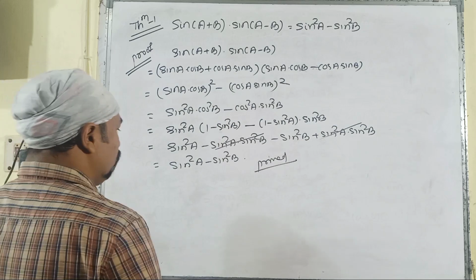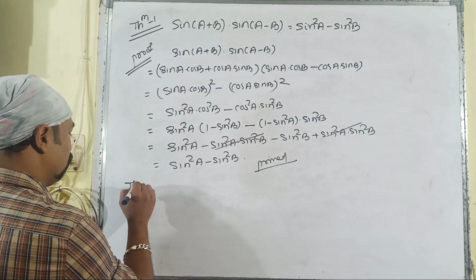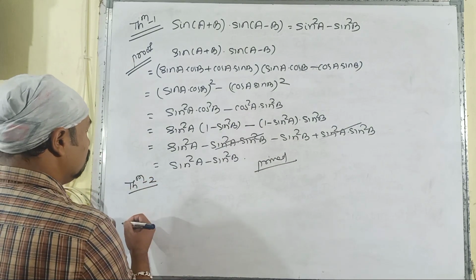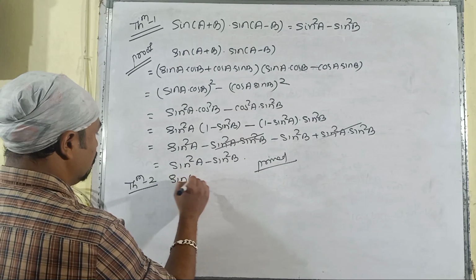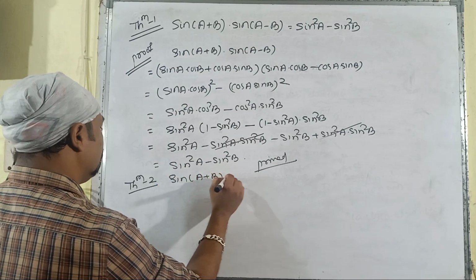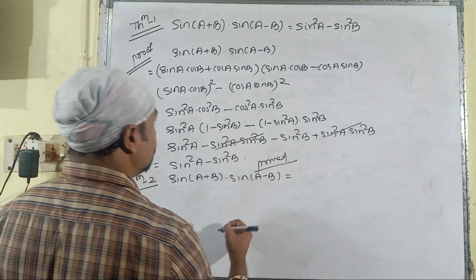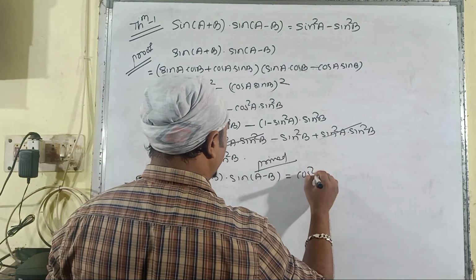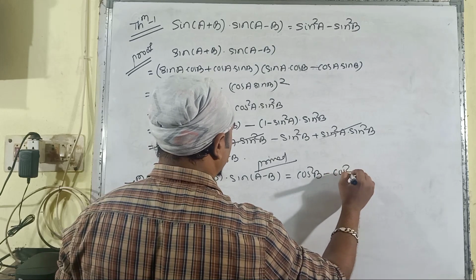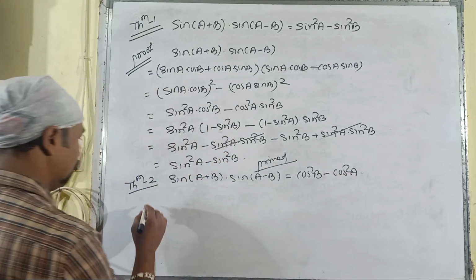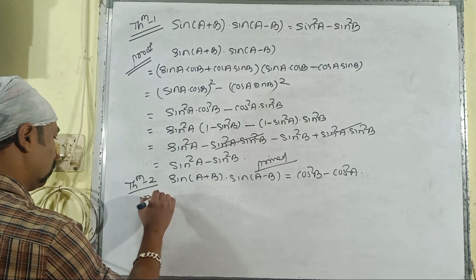Then moving to theorem number 2. Theorem number 2 is like this: sin(A plus B) multiplied with sin(A minus B) is equal to cos square B minus cos square A. So let us go through the proof.